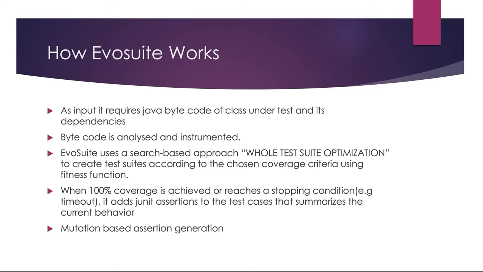Let's now look at how evosuite works. evosuite basically needs Java bytecode for the class which is being tested as an input. It uses a search-based approach which includes whole test suite optimization to create test suites. When 100% coverage is reached, it adds assertions to the created test cases. These assertions are generated using mutation testing. We will further discuss whole test suite optimization and mutation testing.